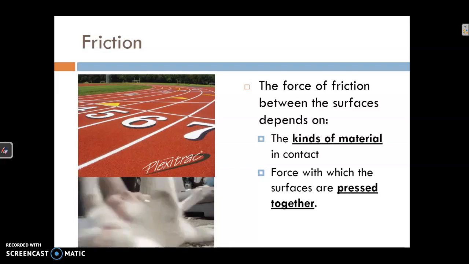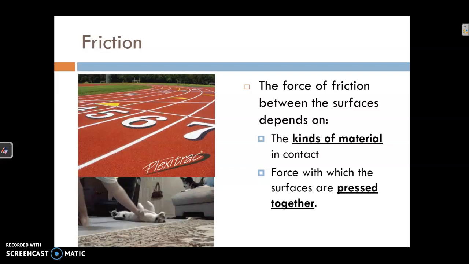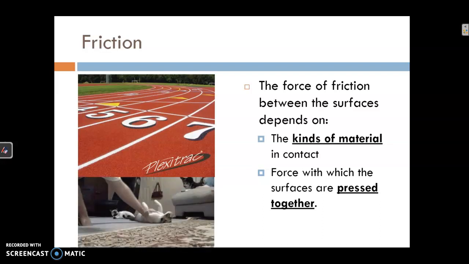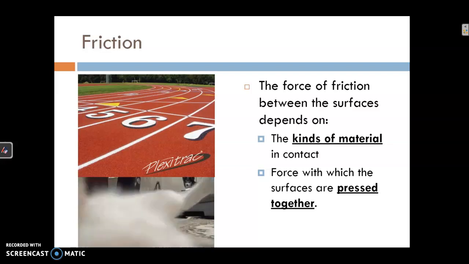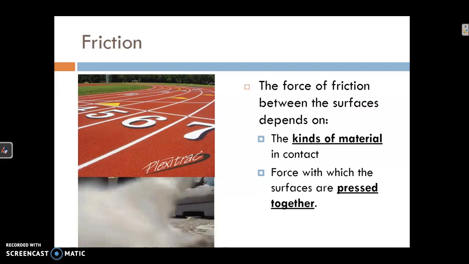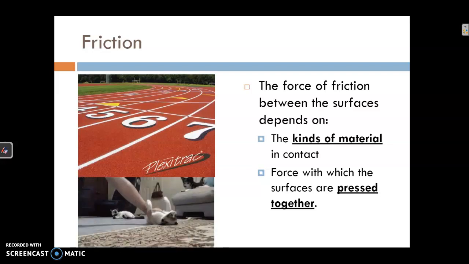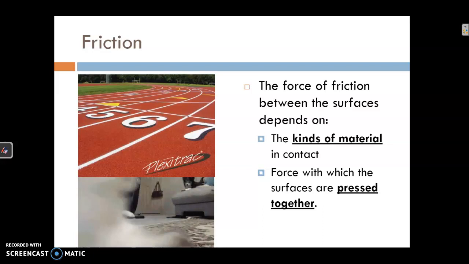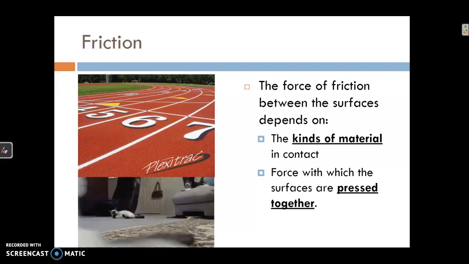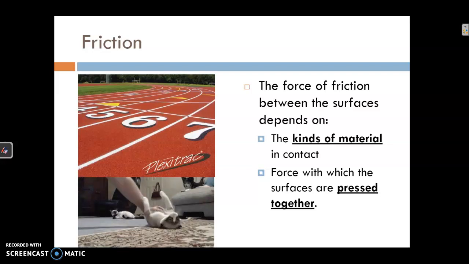So we know that if a material is more rough, then there must be a lot of frictional forces at play. But when the material is smooth, then we know that there aren't a lot of frictional forces at play. And again, that has to do with the kinds of material. But that's not the only thing that friction depends on. It's the force with which these surfaces are also pressed together.